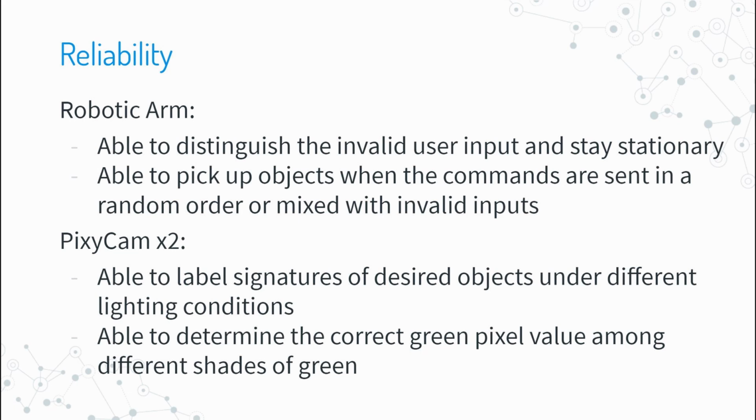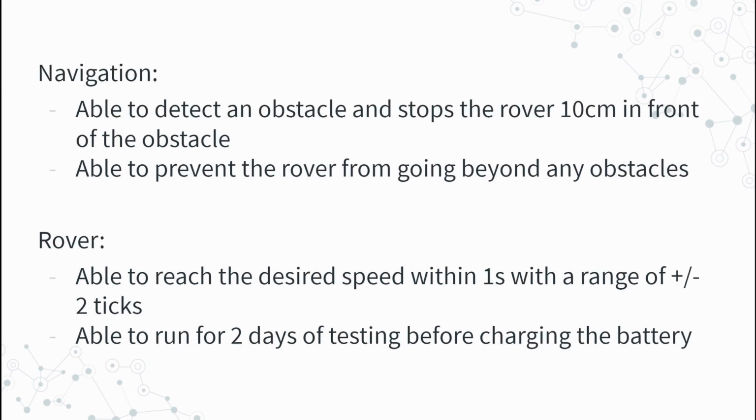For the navigation part of our system, it's able to detect an obstacle and stop the rover 10 centimeters in front of the obstacle. It also prevents the rover from going beyond any obstacles. As for the rover, it's able to reach the desired speed within 1 second with an error range of 2 ticks. It is also able to run for 2 days before it needs to be charged.